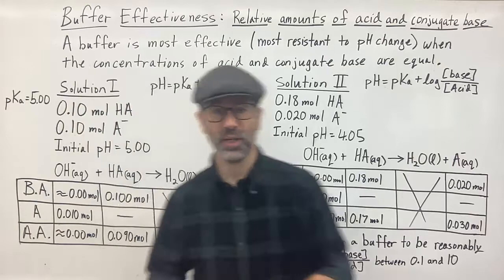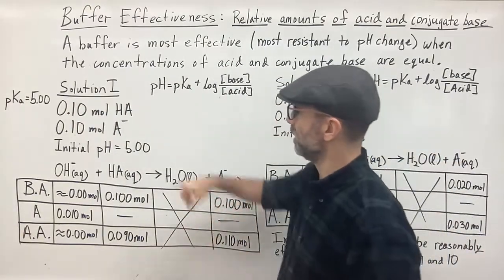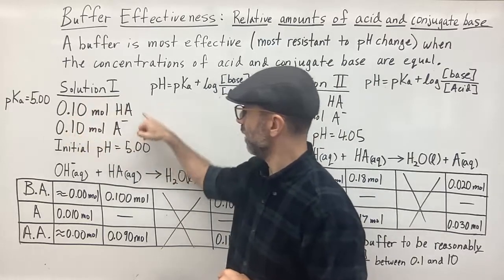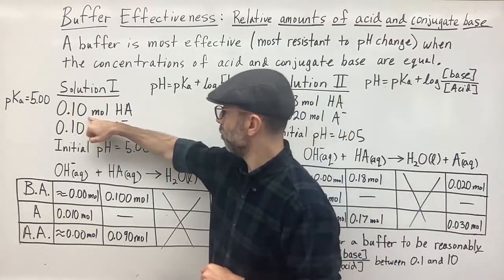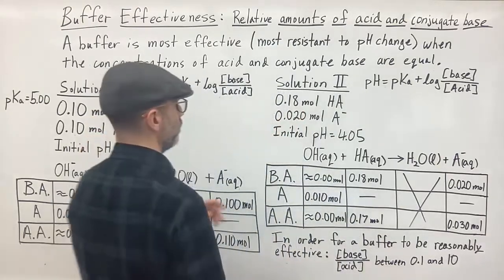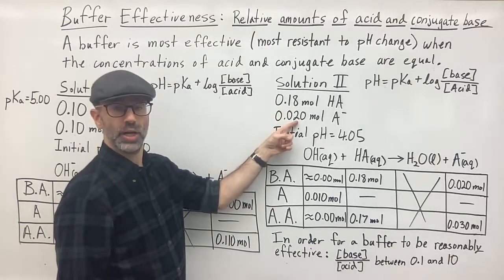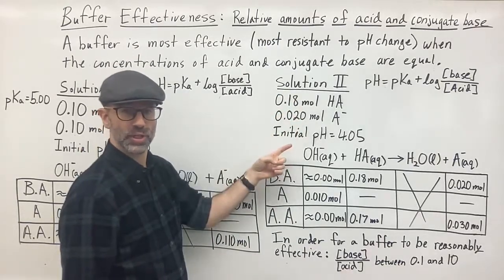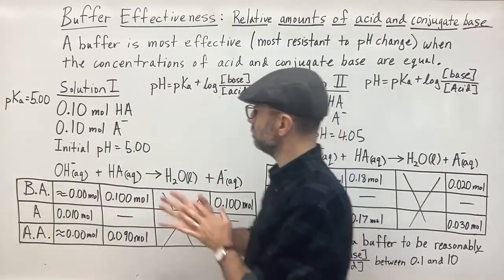So let's start with solution 1. Oh, and the other thing you want to note here is that the total number of moles of acid and base are equal to each other. Over here we have 0.1 and 0.1, so that's 0.2 total. And here we have 0.18 and 0.020, and so the total is 0.2 still.